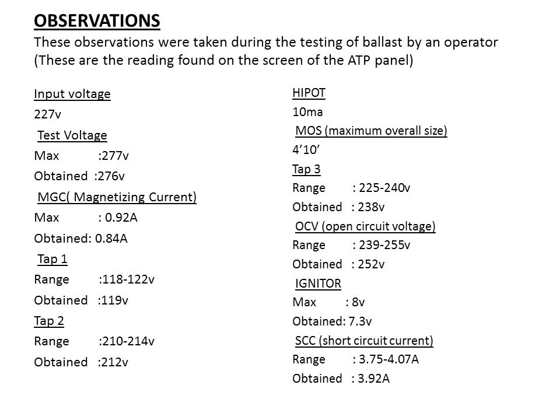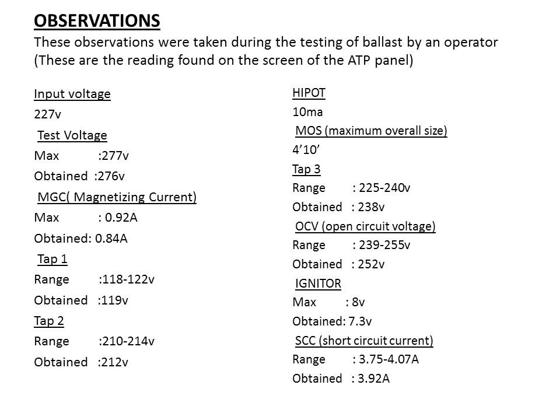These are the observations that were taken during the testing of a ballast by an operator. As we can see over here, the input voltage is 227 volts. The test voltage maximum is 277 volts, obtained 276 volts. Magnetizing current maximum is 0.92 amps, obtained 0.84 amps. Tap 1 range is 118 to 122 volts, obtained is 119 volts. Tap 2 range is 210 to 214 volts, obtained is 212 volts.